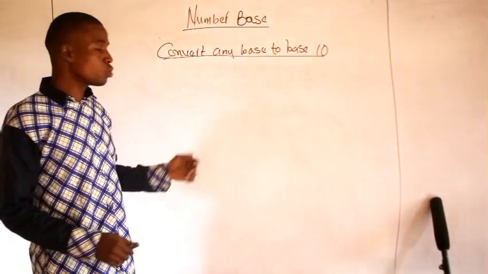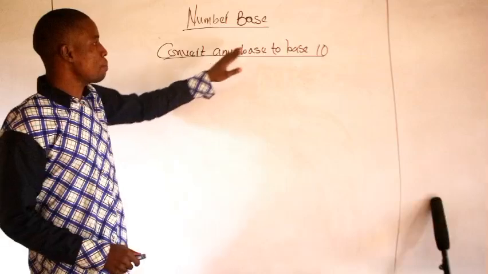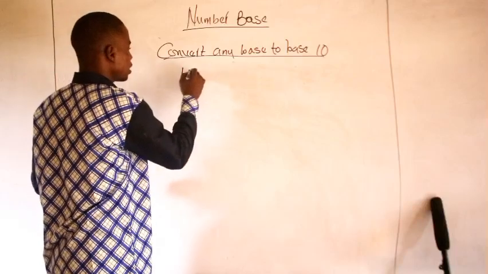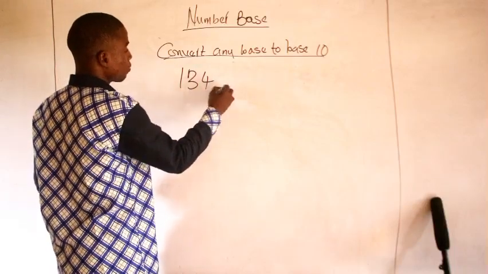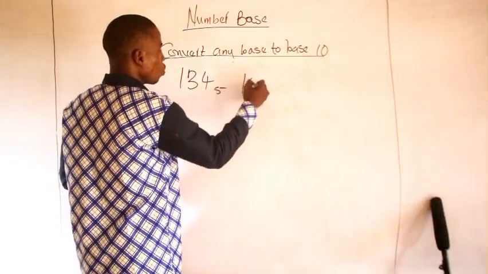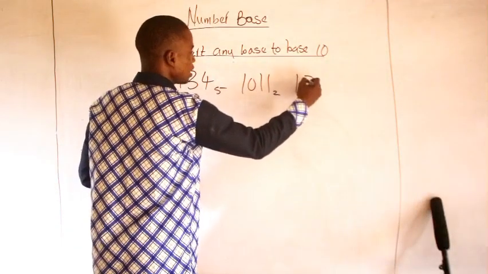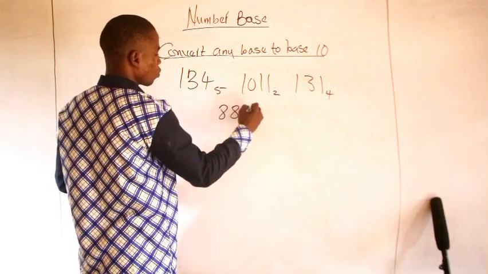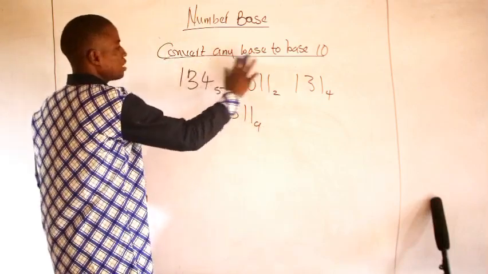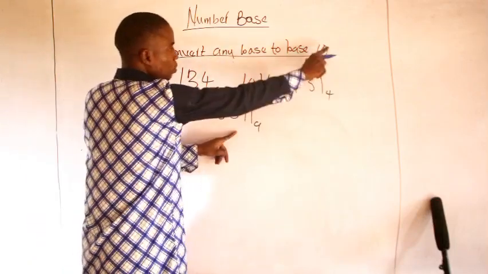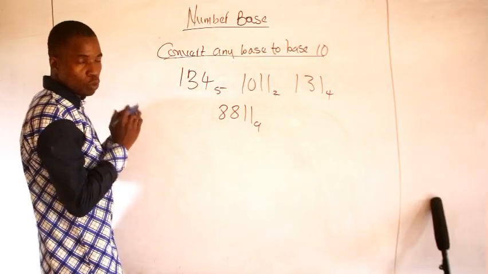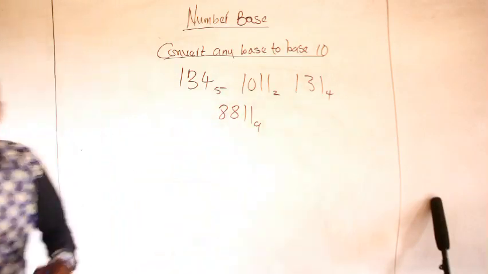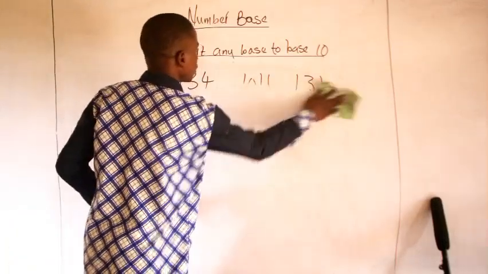Now, let us look at another topic, which is converting any base to base 10. We can convert any base. It can be 134 base 5, and it can be 1011 base 2. It can be 131 base 4. It can be 8811 base 9. It can be any base. We are converting it to base 10. That's what we want to do today. How can we do it? Let us look at one after the other to convert any base to base 10.